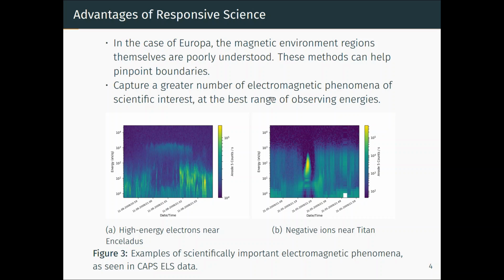Here are two examples of electromagnetic phenomena as seen in CAPS ELS data. On the left, we have the discovery of high-energy electrons near Enceladus. These were used as evidence of electromagnetic coupling between Saturn and Enceladus. On the right, we have negative ions near Titan. Both of these were extremely important scientific discoveries.